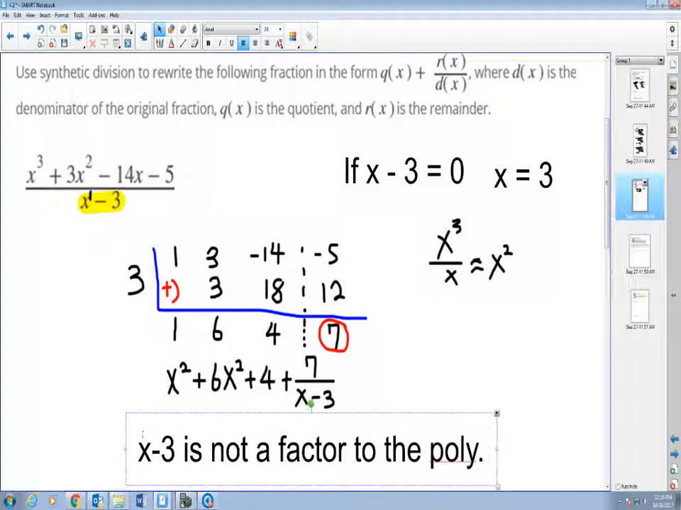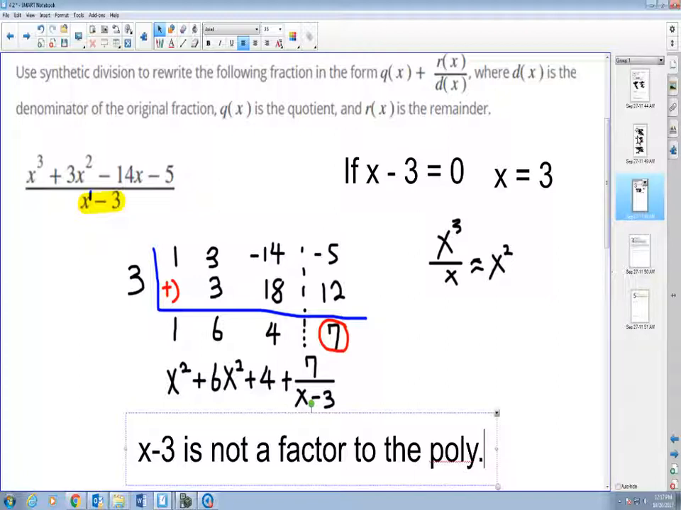So what we want ultimately is having 0 for remainder. If the remainder is 0, that tells me the divisor is a factor. My quotient is also a factor to the polynomial.